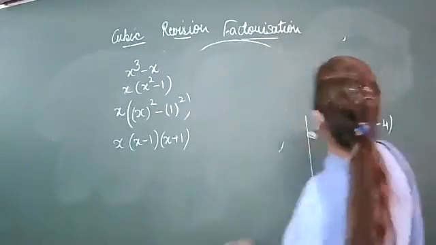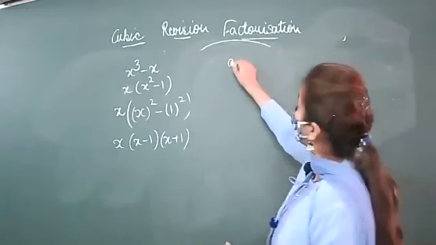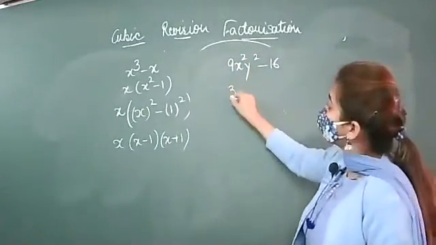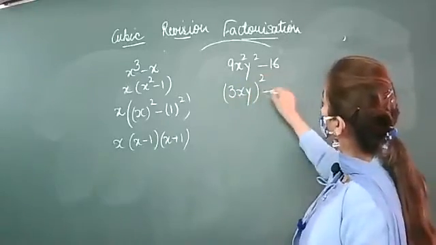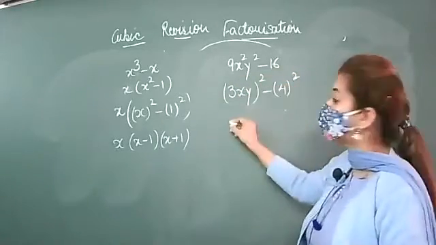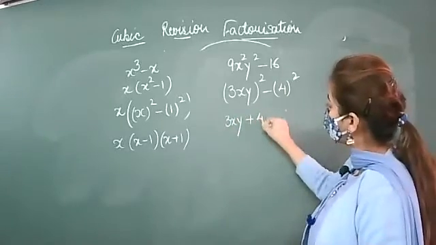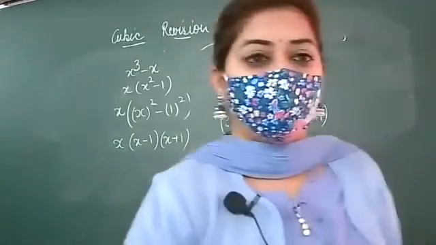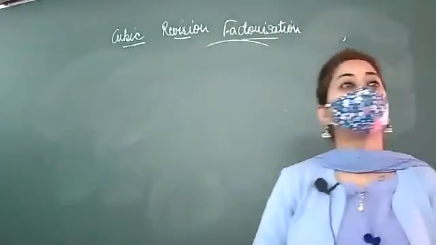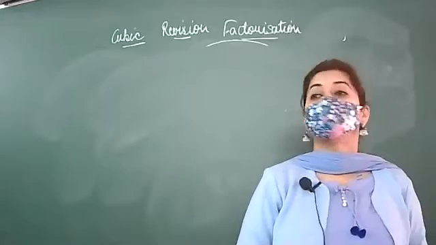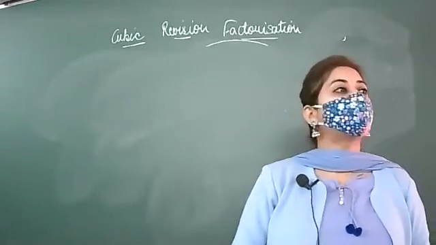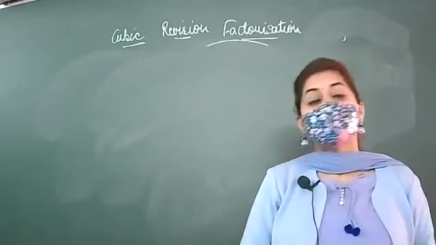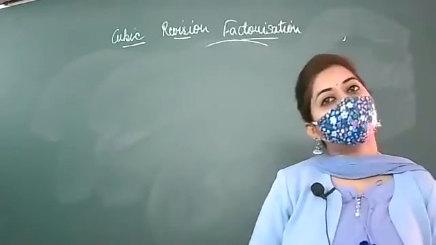Now, one more example, 9x square y square minus 16. This is your 3xy whole square minus 4 square. A square minus b square is a plus b, a minus b. Any doubt? If the question says to use an identity, then you have to use the identity. But if nothing is specified and it is simply written solve, evaluate, or factorize, then you can do it by any method. Either you apply the identity or you use the middle term splitting method.